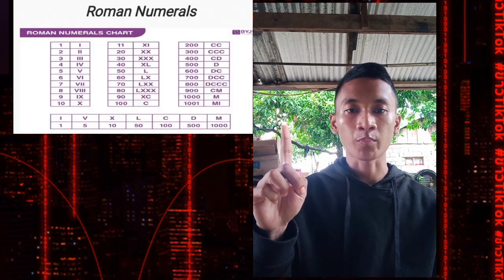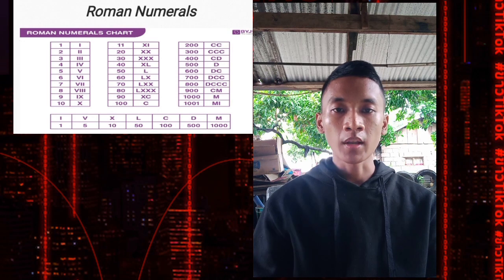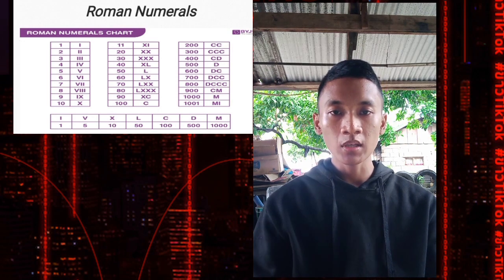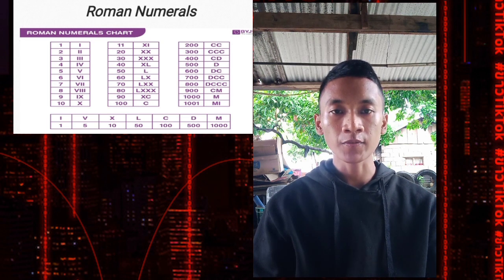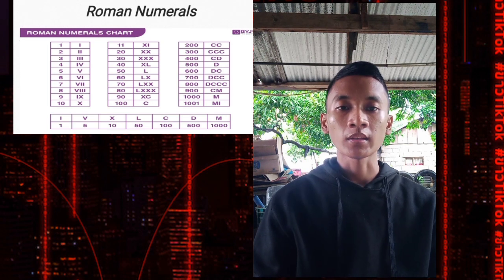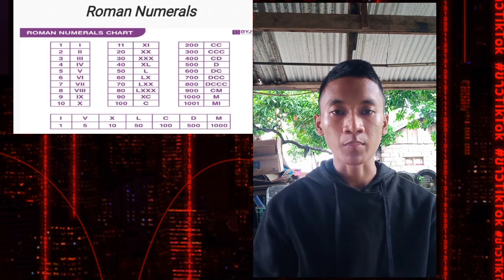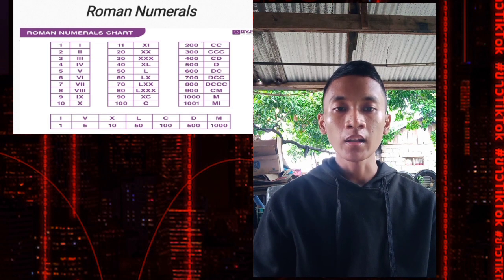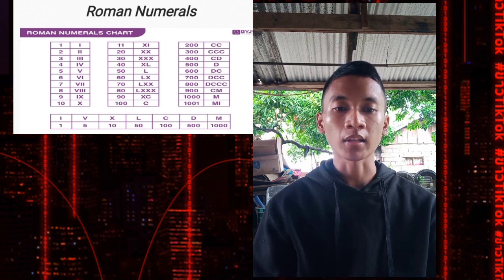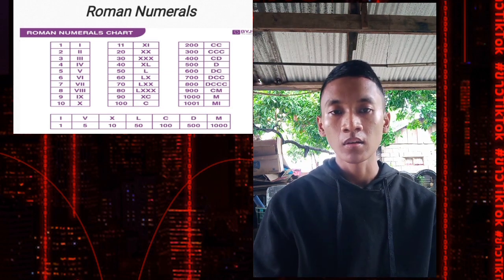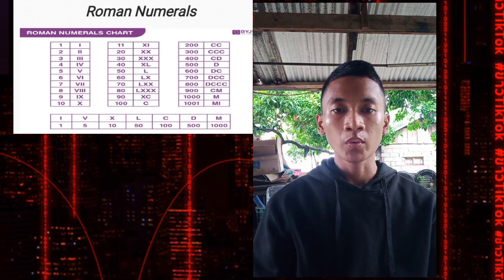So here's an example. The number 1 is the letter I, and the letter V represents the number 5, and the letter X represents the number 10. And the letter L represents the number 50. The letter C represents 100. And the letter D represents 500. And letter M for 1000.